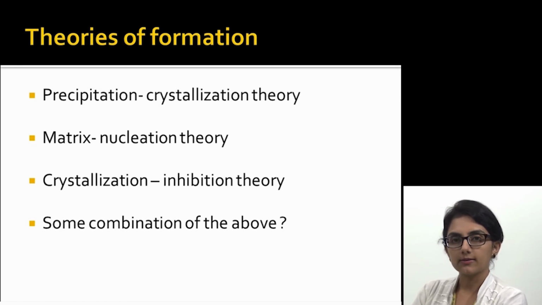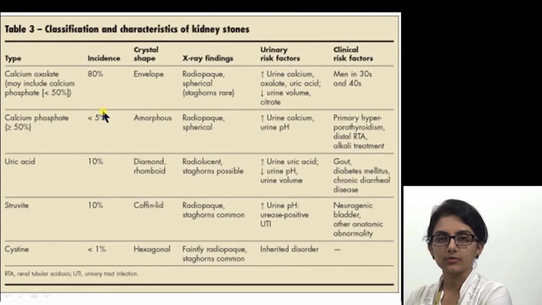There are various theories of formation, one of which is the precipitation crystallization theory, the matrix nucleation theory, or an inhibition of crystallization. So this table shows us the different types of kidney stones. And as you can see, the most common is calcium oxalate. Approximately 80% of stones that are noted are of calcium oxalate. Smaller percentages are of calcium phosphate, urate, struvite, which is magnesium ammonium phosphate or triple phosphate, and cystine.